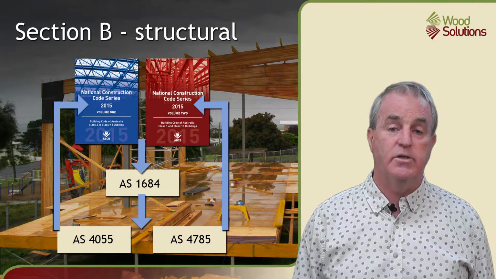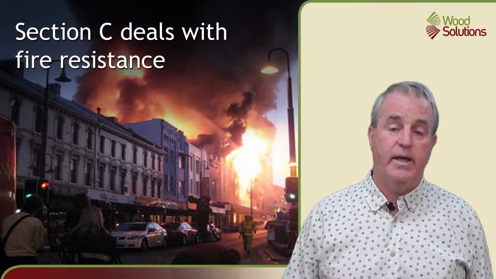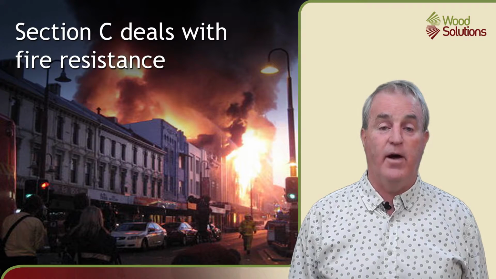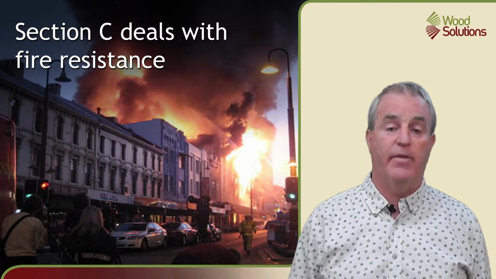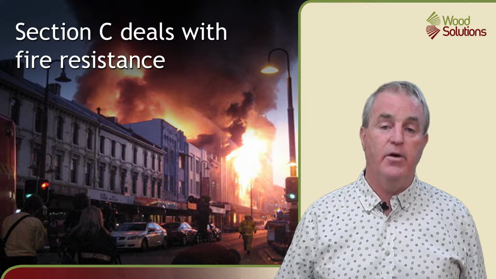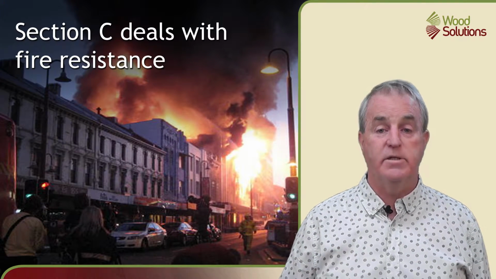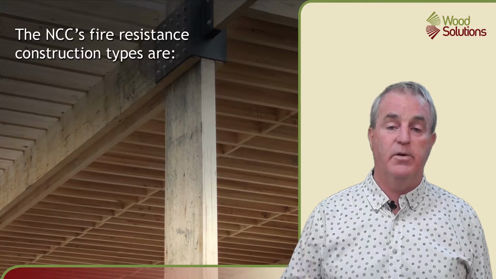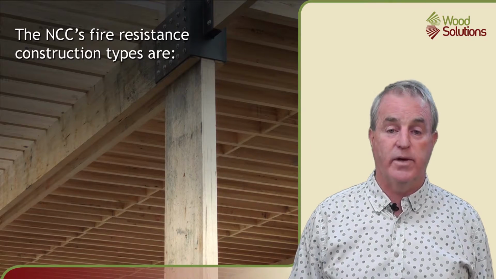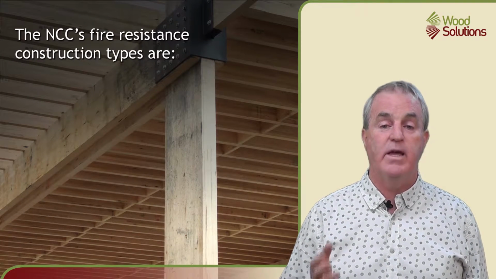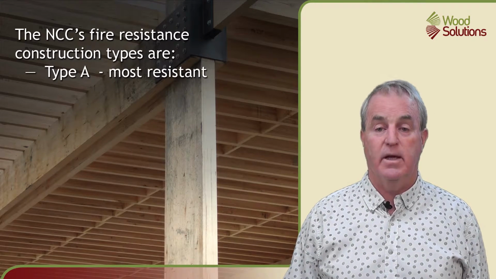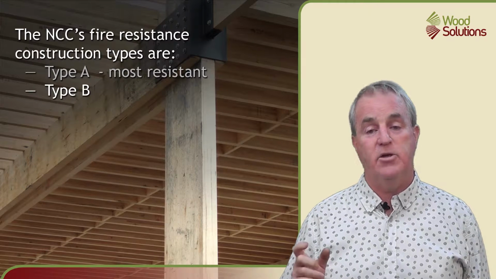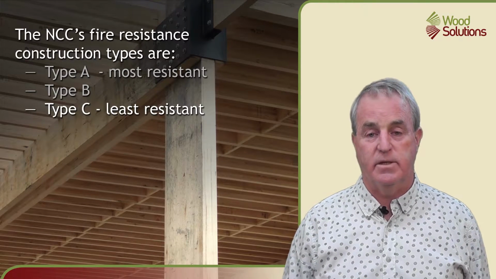Section C deals with fire resistance. Its objective is to protect people from fire, allow them to evacuate, and stop the fire from spreading to other properties. The code establishes levels of fire resistance for construction based on the building's class and its rise in stories. It then sets 3 construction types. Type A, which is the most resistant, Type B, and then Type C, which is the least resistant.